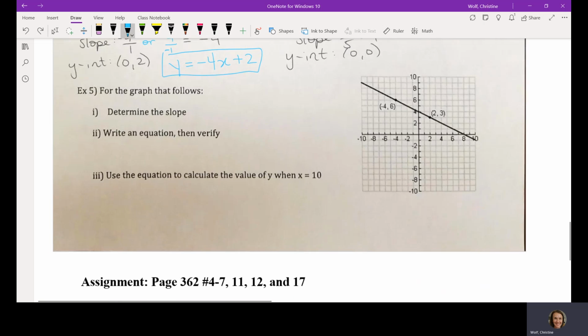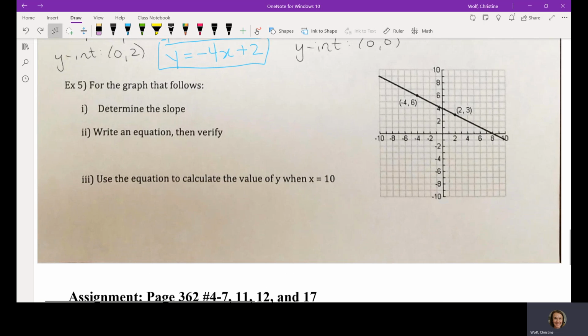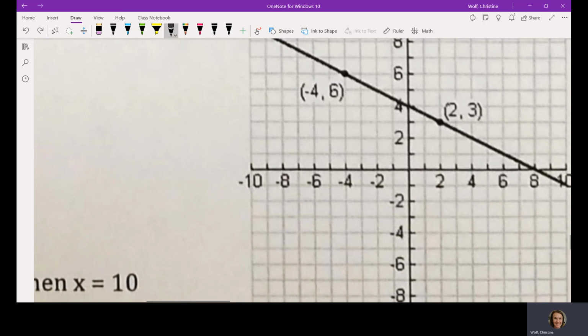Last question. For the graph that follows, so this graph here on the right, first of all, determine the slope. Well, we're good at that. Let's determine the slope right away. I give you 2 points. 1, 2, 3. So I went down 3, so I have -3. 1, 2, 3, 4, 5, 6. I went to the right 6, so that's +6.